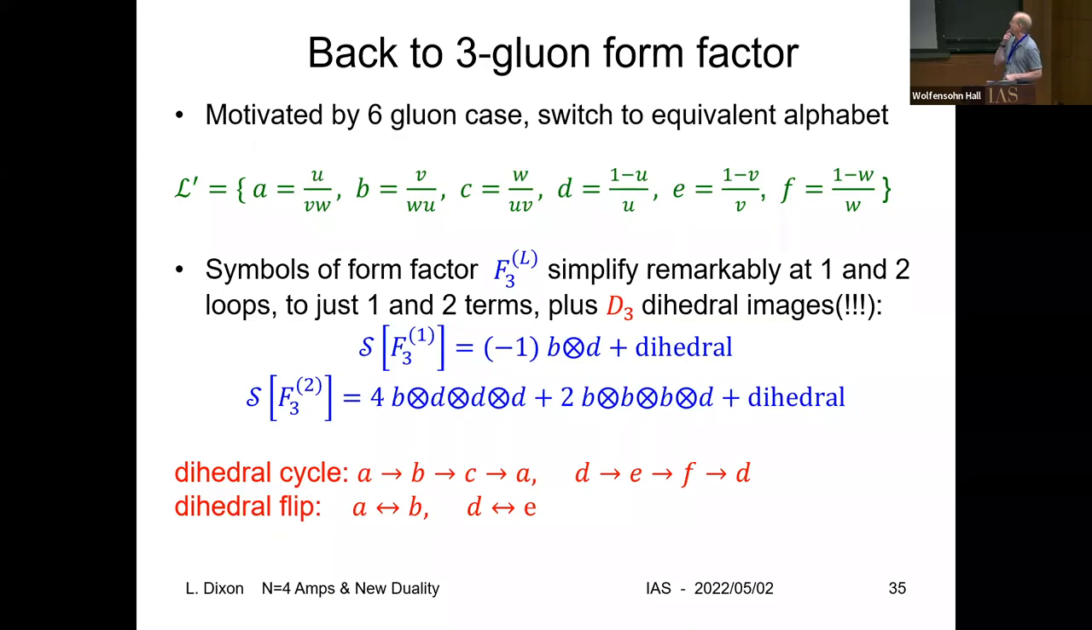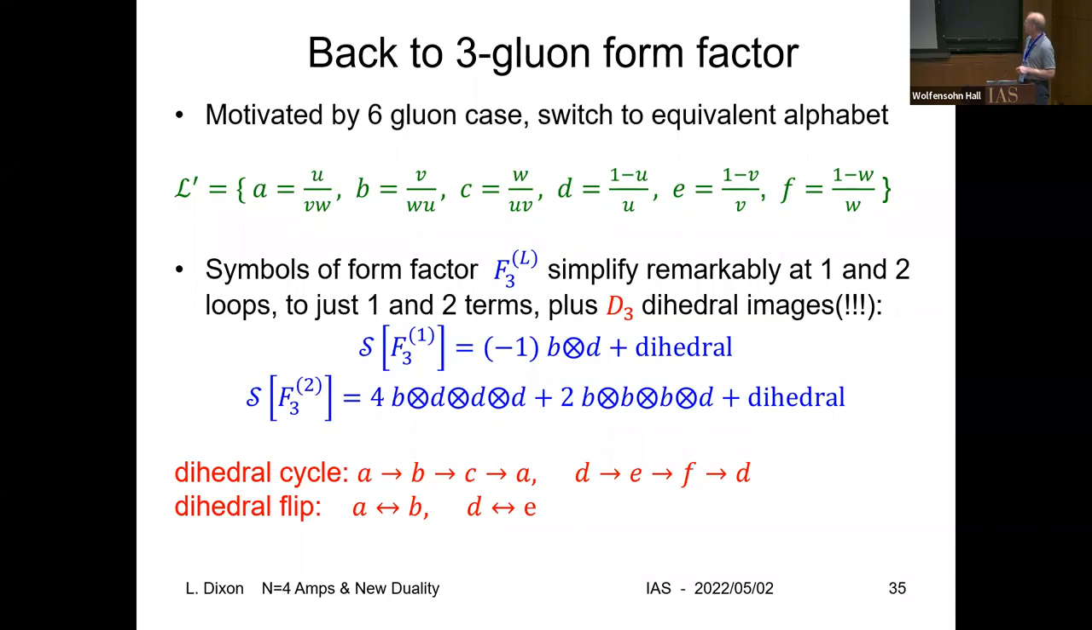Now, let's go back to that three gluon form factor. We found it useful to change to an equivalent alphabet. Before, I mentioned that the alphabet was u, v, w, 1 minus u, 1 minus v, 1 minus w. But there's nothing to stop us from making a multiplicative change of variables to six different quantities, these ratios and these ratios. And when we do that, we find that the symbols of the three loop form factor simplify remarkably at one and two loops.